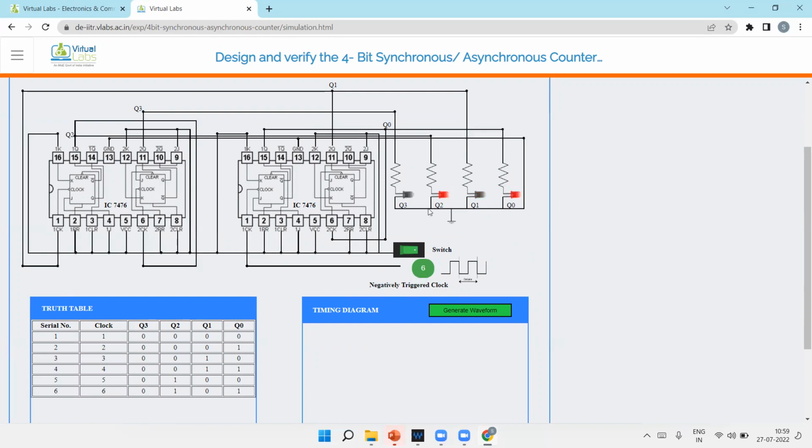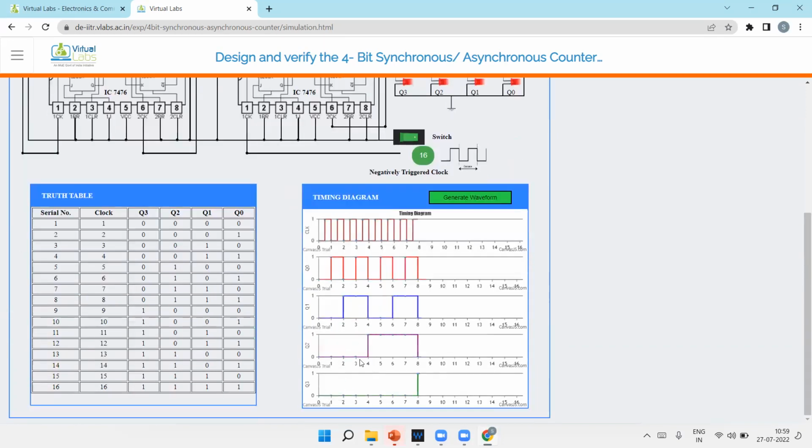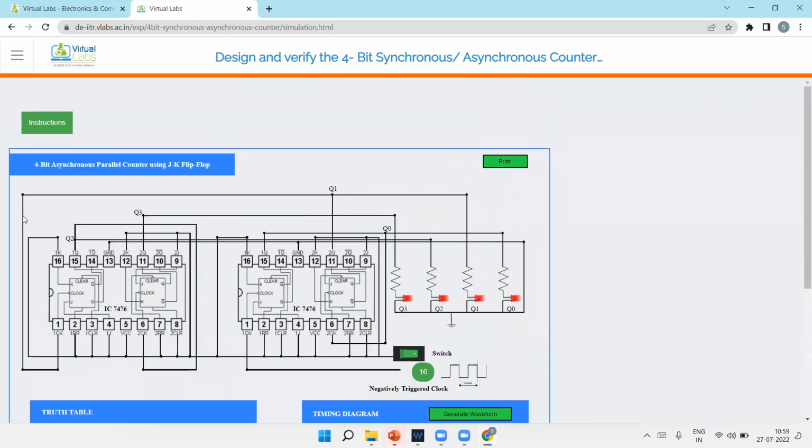Sixth clock, 0101. Seventh, 0110. Eighth, 0111. Ninth, 1000. Then 1001, like this. And you can generate the waveform here. So this is all about the asynchronous counter.